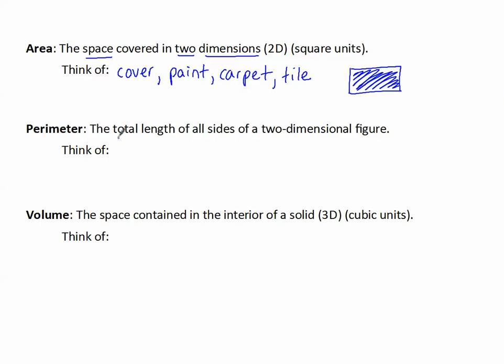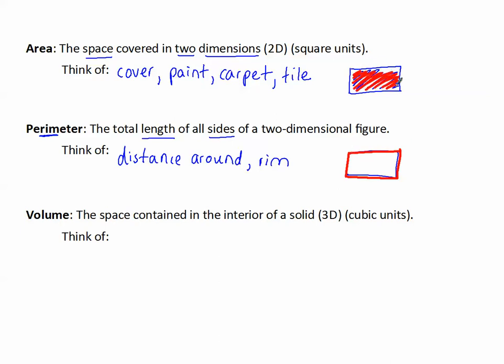Whereas perimeter is the total length of all of the sides of a two-dimensional figure. Think of distance around, like the rim in perimeter. So if I draw a shape, it's not the inside of it anymore. It's this length and this length and this length and this length all together. The area is that part that I'm shading inside.